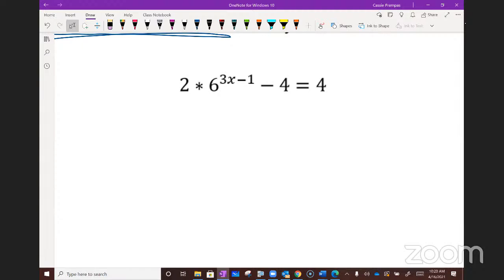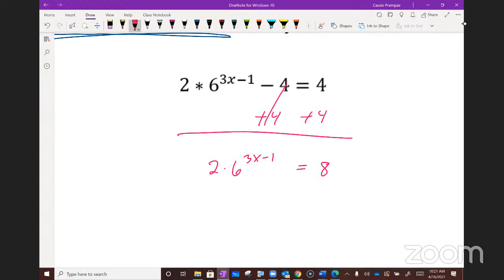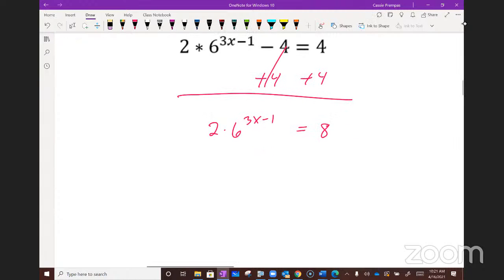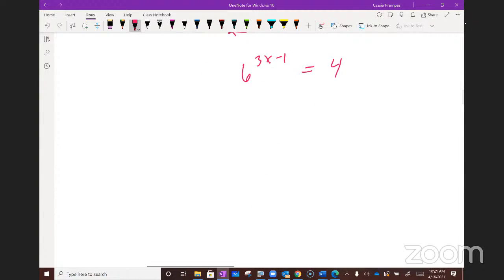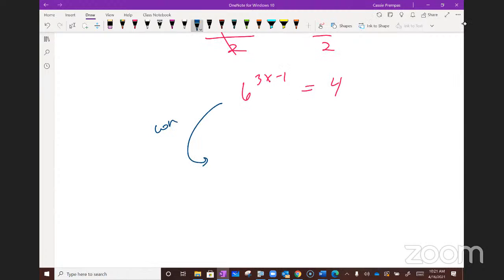Ezra, what do we do first? So I started by adding 4. Beautiful. So then you had 2 times 6 to the 3x minus 1 equals 8. Awesome. What did you do next? Divide by 2. Beautiful. Guys, notice he's getting that base by itself. The base is 6. So we have 6 to the 3x minus 1 equals 4. What did you do next? I put it in the log form. Nice. He converted it. So what did your log look like?